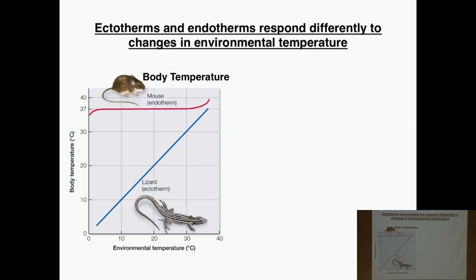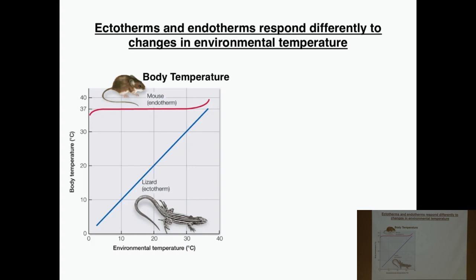So if we start with the lizard, what you see here is that the lizard's body temperature rises as the environmental temperature rises. And that's characteristic of ectotherms, is that by and large, their body temperature will come close to matching the environmental temperature. It's usually not a perfect match, but it's going to be close. In contrast, the mouse has a relatively constant body temperature over a wide range of environmental temperatures.